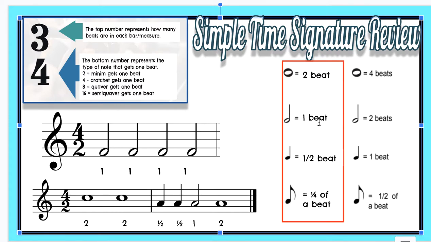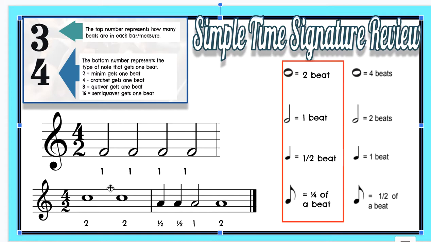So if a half note is now equal to 1 beat, then the value of all other notes will change. So if a half note is equal to 1 beat, then a whole note or semibreve is now equal to 2 beats. A quarter note, which was equal to 1 beat, is now equal to half, and an eighth note is now equal to a quarter of a beat. So keep that in mind. If the value of this note changes, all other note values change.